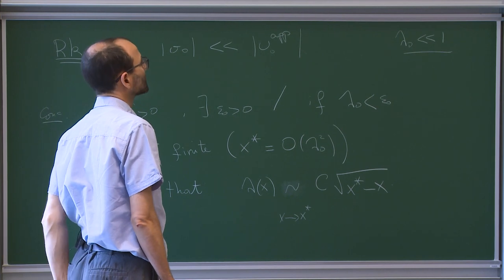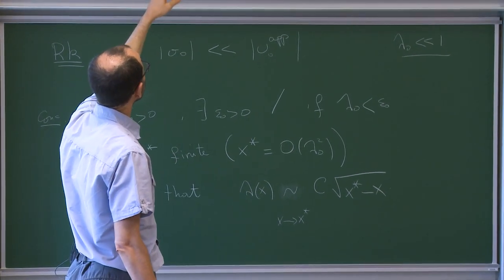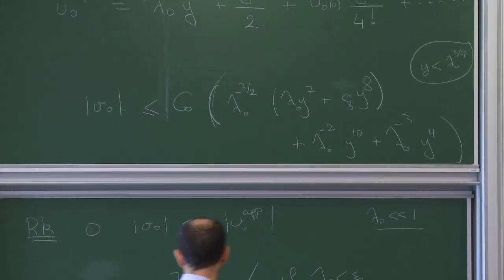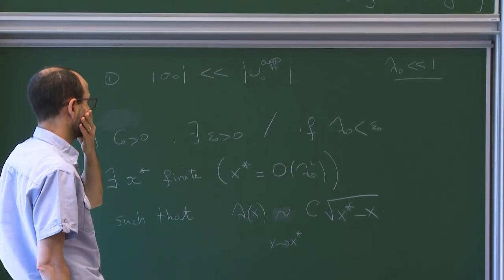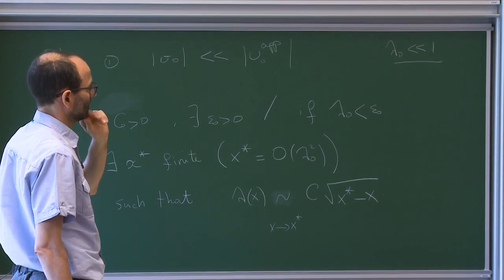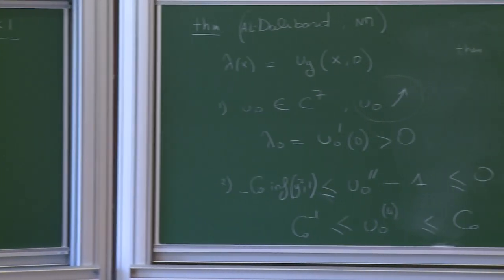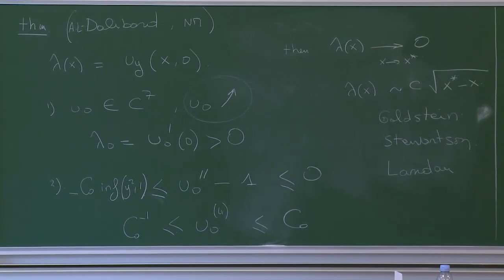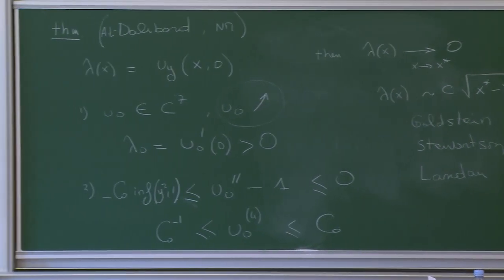Okay, now C0 is the number that appears here, there. Le C0 apparaît dans l'équivalent, c'est ça? Parce que QMS. Oui, it appears, yeah.